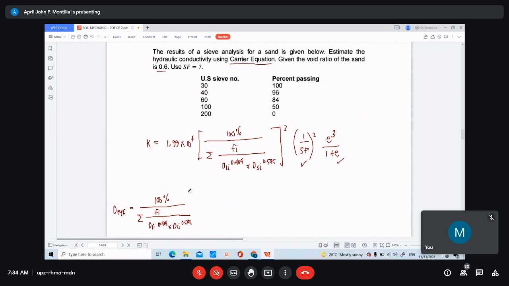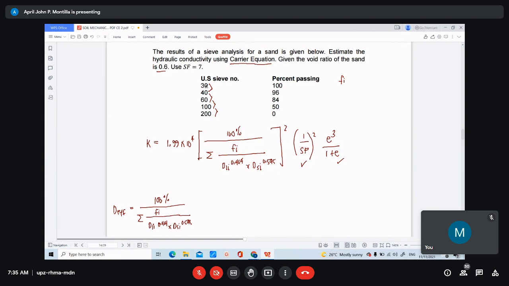Ngayon, anong kailangan natin kay effective grain size? We have here Fi. Ano ba yung Fi? That is fraction of particles between two consecutive sieves. Yung Fi daw ay yung difference ng percent passing ng dalawang magkasunod na sieve. So, nandito yung Fi natin. Meron tayong 5 sieve na ginamit. Yung number 30 tsaka number 40 magkasunod. 40 and 60, 60 and 100, 100 and 200 magkakasunod yan.